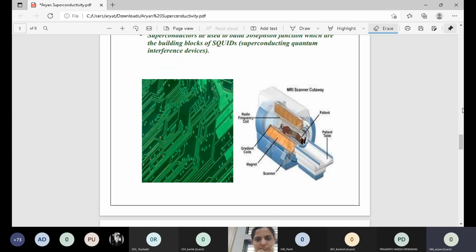Even, friends, I have taken some pictures for you so that I can give you some more detail about what I want to convey, so that you can understand me properly. First of all, this is the MRI scanner cutaway. I have labeled everything that was needed: this is the radio frequency coil, this is the gradient coil, and you can find a superconductor right here also.